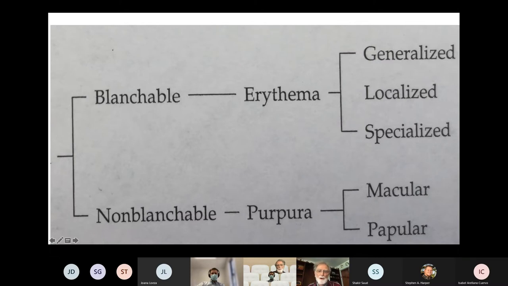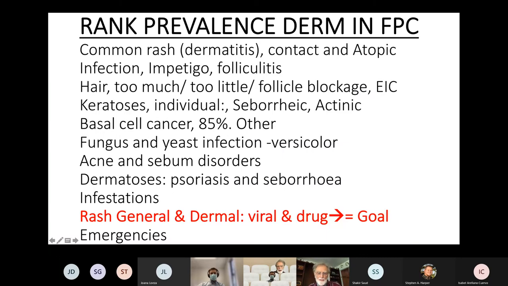But if it is blanchable and it's generalized, then it's going to be either viral or drug. So you see, a generalized rash is kind of at the bottom of my list. So rashes are the bookends of the list. And I hope we'll get to that, but just know you're going to get 90% of generalized rash by taking a good history for viral infection or a drug.